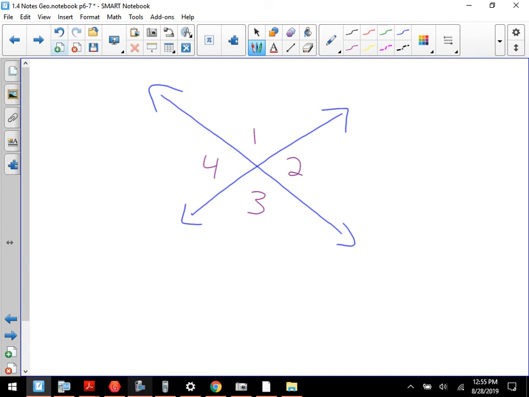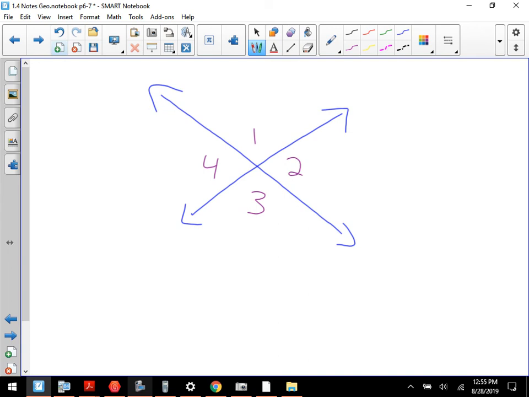Which ones are linear pairs? List them. 1 and 2. 3 and 4 are, okay. 4 and 1. 2 and 3, very good.